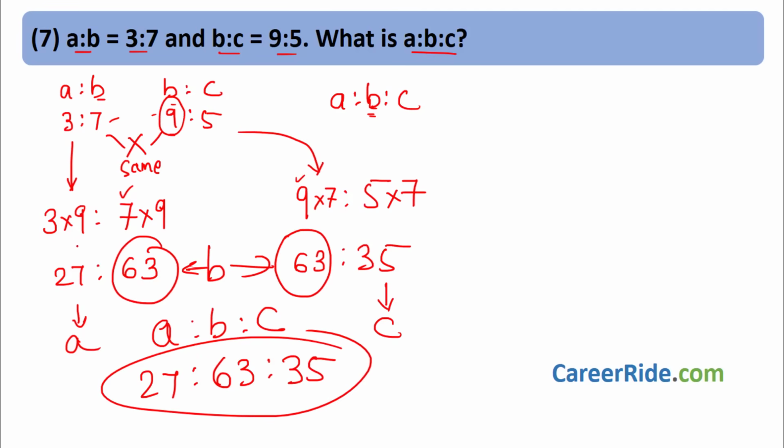How did we do it? Just multiply by the other value, and here just multiply by the first value of B, and we get the same values. This is like calculating the LCM of 7 and 9. Now moving to the next question.